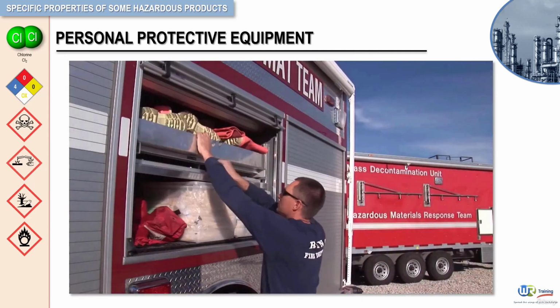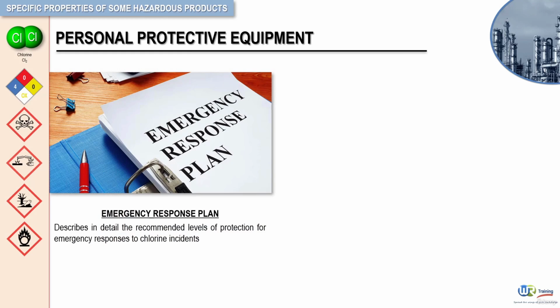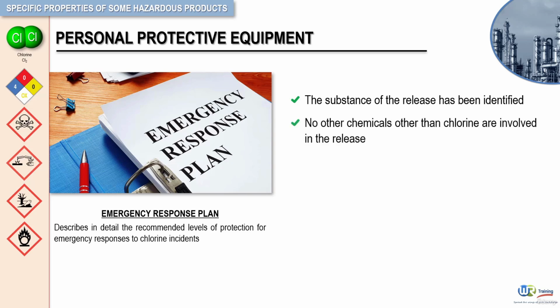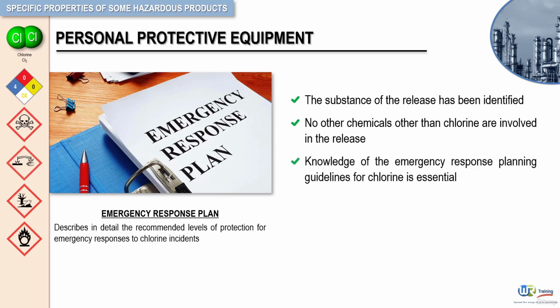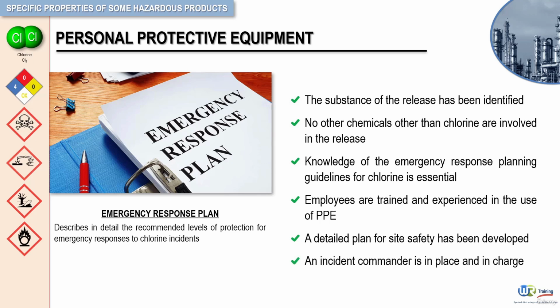Now, if you happen to work at a chemical facility that handles, stores, manufactures, or uses chlorine, then your facility's emergency response plan describes in detail the recommended levels of protection for emergency responses to chlorine incidents. However, keep in mind certain criteria must be met before implementing these recommendations. These criteria are the following. First, the substance of the release has been identified. No other chemicals other than chlorine are involved in the release. Knowledge of the emergency response planning guidelines for chlorine is essential. Employees are trained and experienced in the use of PPE. A detailed plan for site safety has been developed, and an incident commander is in place and in charge.